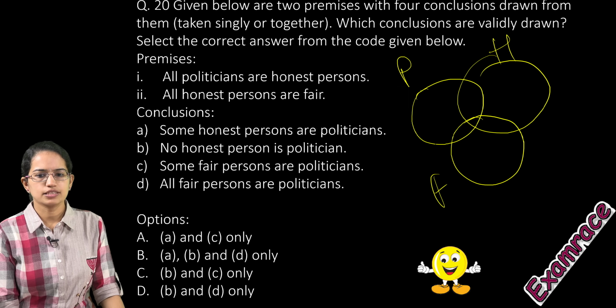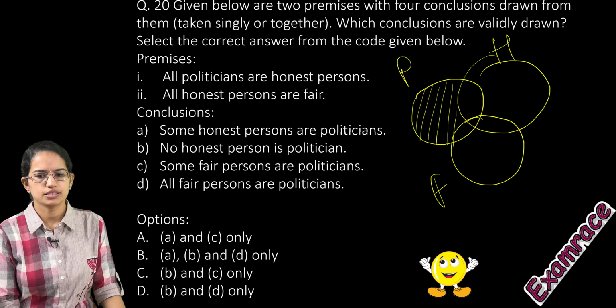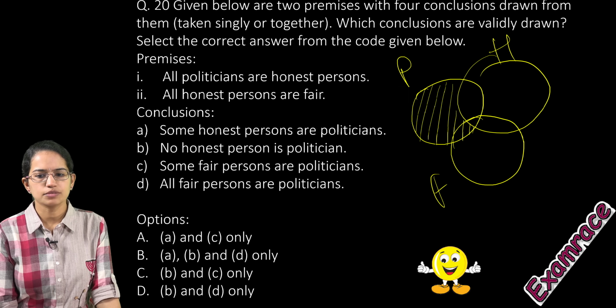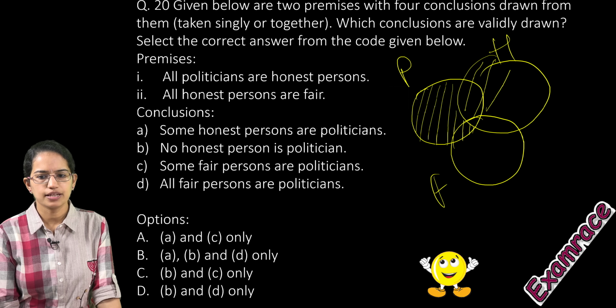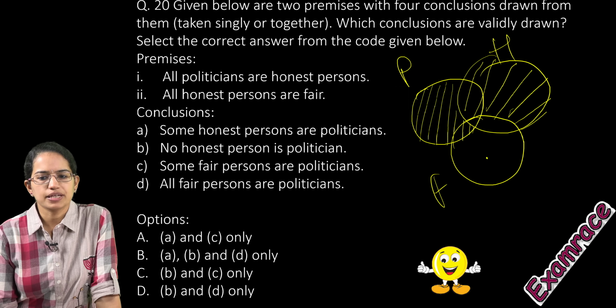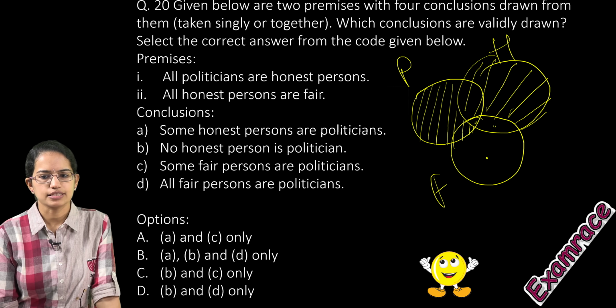So politicians, the first statement says all politicians are honest. That means politicians cannot be in this region. The next statement says all honest people are fair. That means honest people, if any, would be fair. So nothing in this region. So the only region that remains is this and the center region.